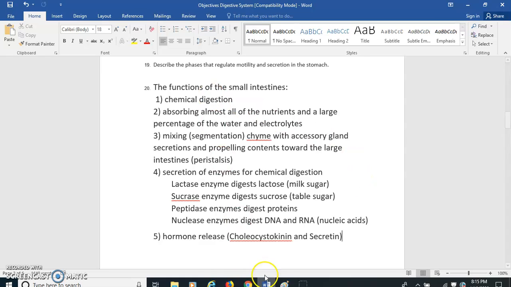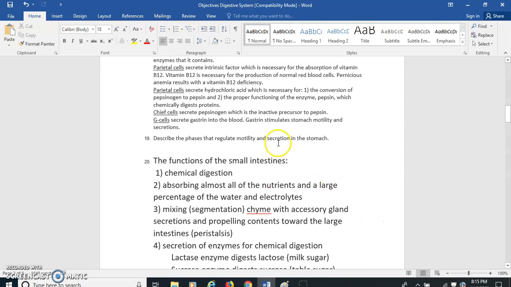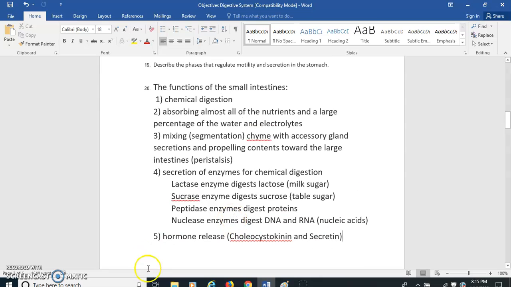All right, and then the last function of the small intestine is hormone release. We talked about it up here when we talked about the regulation of the stomach. I added that, so I'll update these on Blackboard. But remember that in the small intestine, there are cells primarily in the duodenum area that release these hormones. Cholecystokinin and secretin are two hormones that are released, and they're going to regulate the functions of the stomach and the intestines too.